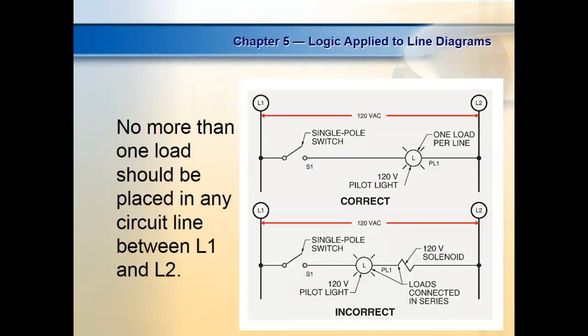No more than 1 load placed in any line. So there is no such thing as a true series circuit. We have basic circuits, 1 element series circuits, we could call them that, but there are not multiple loads in series with each other. Now what happens is these relays and these devices operate at a certain voltage. So these are not resistors, these are true loads, right?